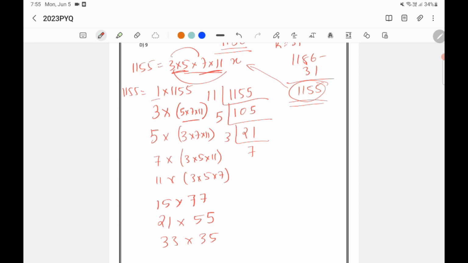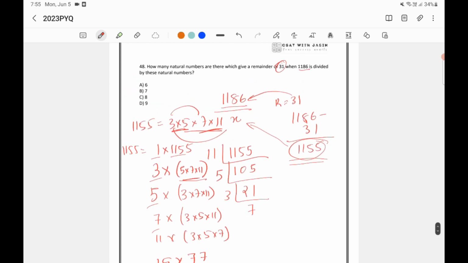1 is a factor. 1155 is a factor, 3 is a factor, 5 is a factor, 7 is a factor. 5 into 7 into 11, whatever number that we get after doing that calculation, it will be a factor. 3 into 7 into 11, the number that we get after that calculation will be a factor. So these are all factors of 1155. So if we divide 1155 by any of these numbers, we'll get remainder as 0, which is exactly divisible. But here you need to check one more thing.